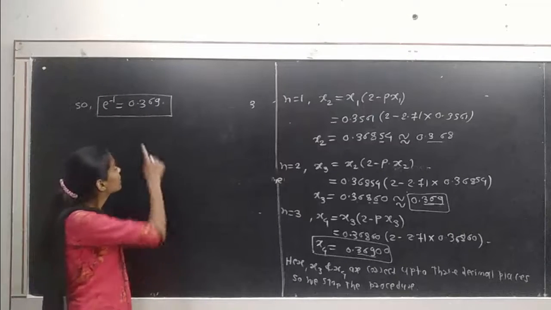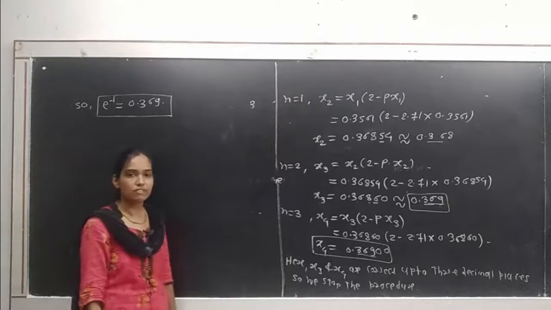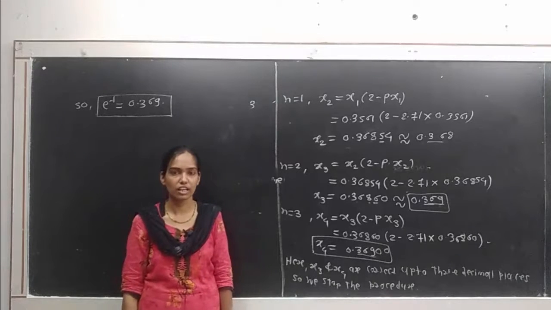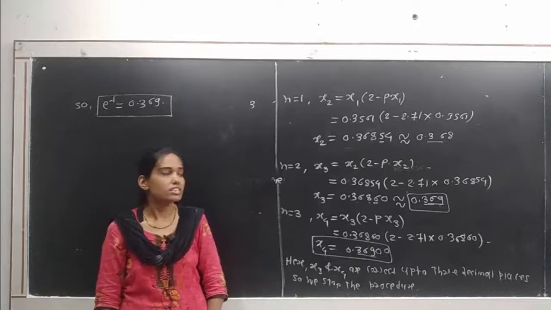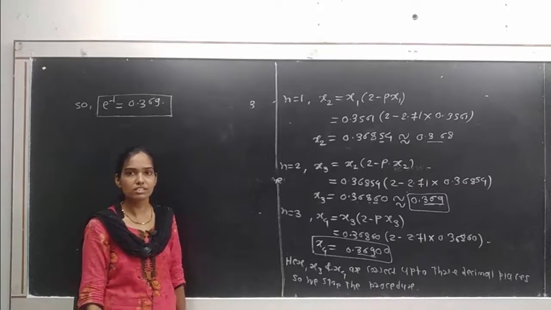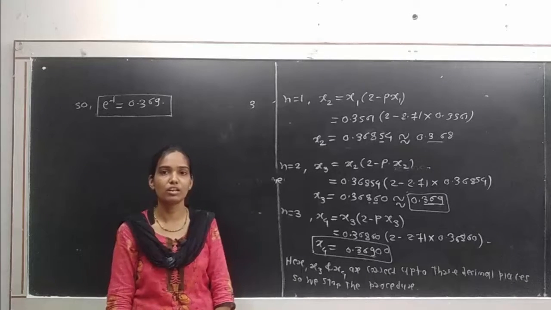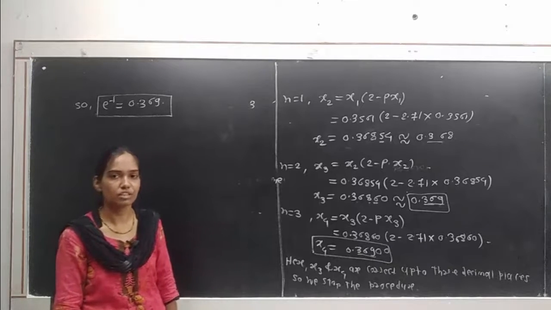We can check your answer by using a calculator. In this way we can find the inverse of any number p by using the NR method. Okay students, in this chapter the last topic we have to see is the order or the rate of convergence of the methods, that is regula falsi method and Newton-Raphson method.